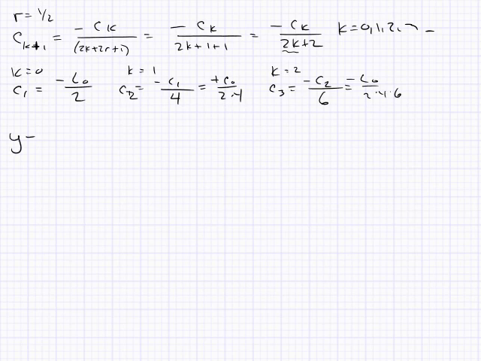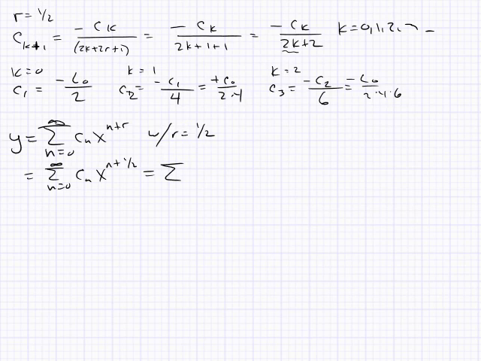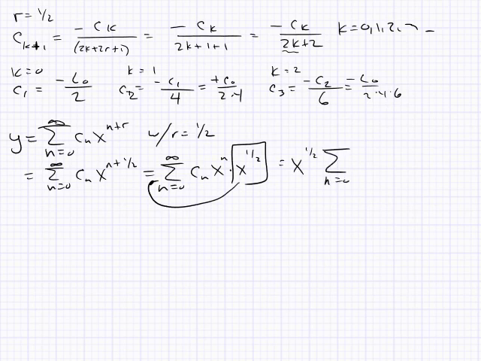So again, we said, well, the solution should be of the form the sum of n equals 0 to infinity of c sub n x to the n plus r. In this case, though, with r being a half, we would get the sum of n equals 0 to infinity of c sub n x to the n plus a half, which we could also write as the sum of n equals 0 to infinity of c sub n x to the n times x to the half. And again, x to the half is actually a constant multiple we could pull out. So we write this as x to the 1/2 times the sum of n equals 0 to infinity of c sub n x to the n.